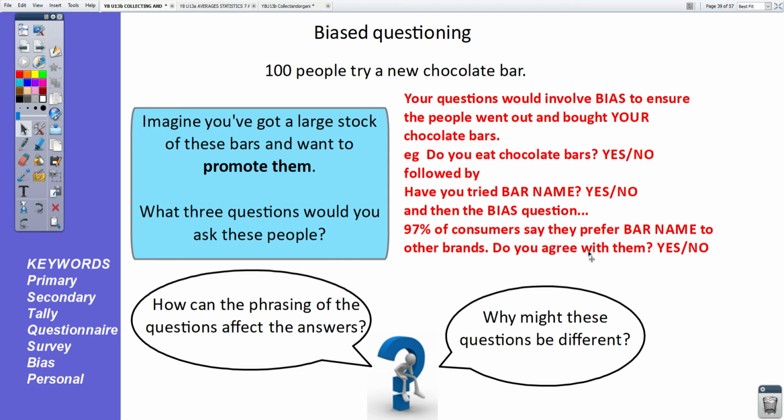Right, that is a leading question. We're leading them into saying yes if they've tried it. Now, if they haven't tried the chocolate, but they do like chocolate, 97% say they prefer it. The chances are they're now going to go out, subliminally encouraged to go and buy the chocolate and try it so they can say yes or no to the answer to this question. Okay, that's just one possibility. The idea being to encourage, to lead people into going out and buying the chocolate.